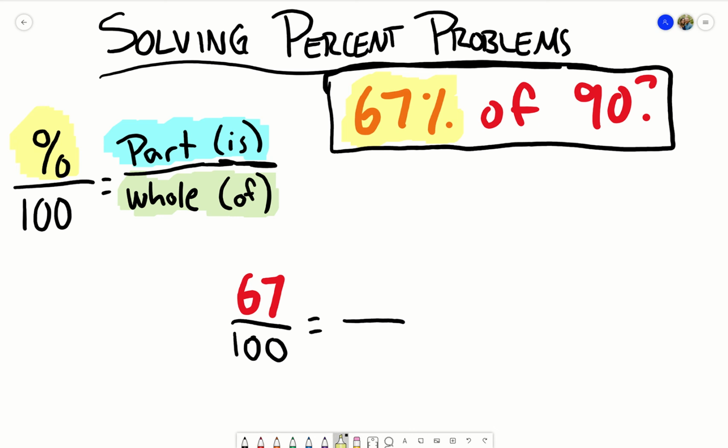Now we're going to look for either the word is or the word of. And so in our equation, we have of 90. That means 90 is our of value or our whole value here. So 90 is going to go in where the of section is of our proportion, or the whole value section. The sentence will say of or is in it. This one happens to say of, so 90 is the value we know, and we don't know our is. We're looking for this value.